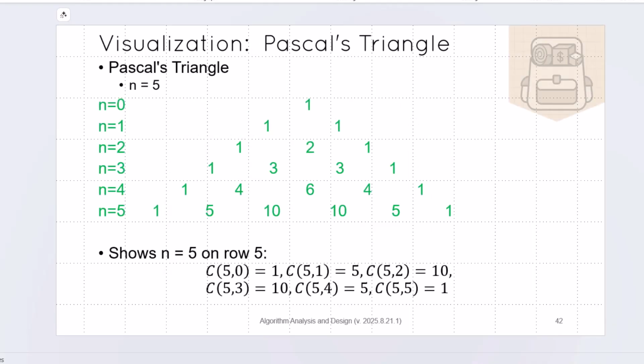Here's a visualization with Pascal's triangle for n equals 5. You'll notice that n equals 0, we have 1, n equals 1, 1, 1, n equals 2, 1, 2, 1, n equals 3, 1, 3, 3, 1, right? Because each of these values is calculated this way. So showing n equals 5, on row 5, we have C of 5, 0 is just 1, right? So that's this. And C of 5, 1 is 5, okay? C of 5, 2 is 10. C of 5, 3 is 10. C of 5, 4 is 5. C of 5, 5 is 1, right?